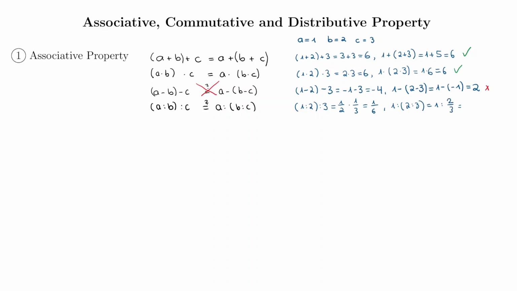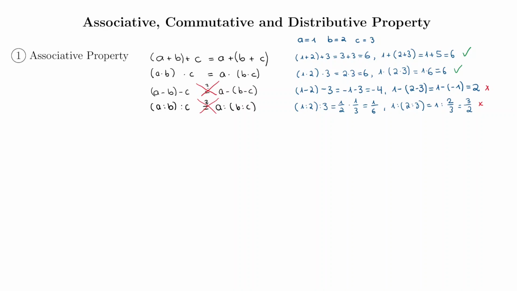So this is 1 divided by 2/3, which is the same as 3/2. And here we see, as for subtraction, we also get different results. We get 1/6 for the left side, and we get 3/2 for the right side. So we get different results, and this is not true at all. For addition and multiplication, the associative property is true. However, for subtraction and division, it's not true.